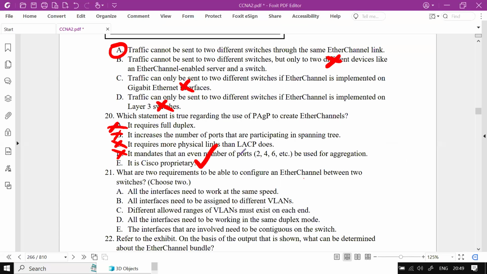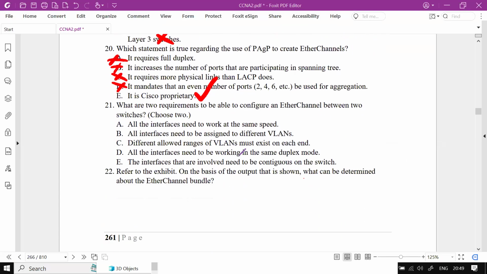Let's answer some questions. What are the two requirements to be able to configure an EtherChannel between two switches? All interfaces need to work at the same speed. Yes. They also need to be in the same VLANs. They also need to have the same duplex settings. I think those three are key. All interfaces need to be assigned to different VLANs? They should be the same. Different allowed range of VLANs must exist? All interfaces need to be working in the same duplex mode.